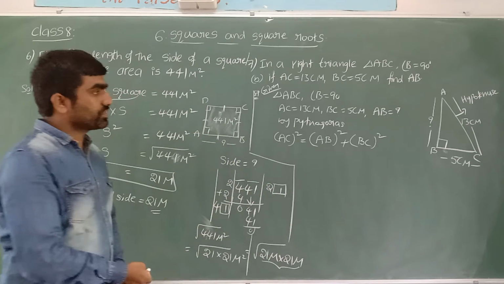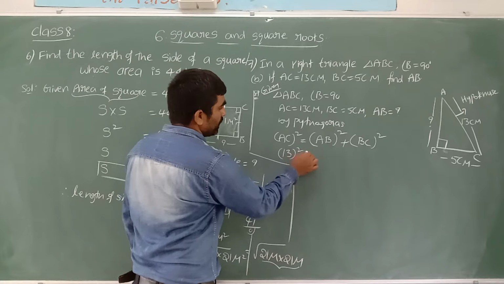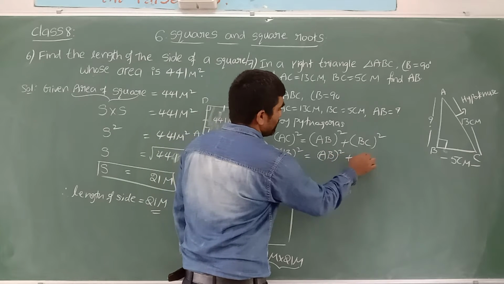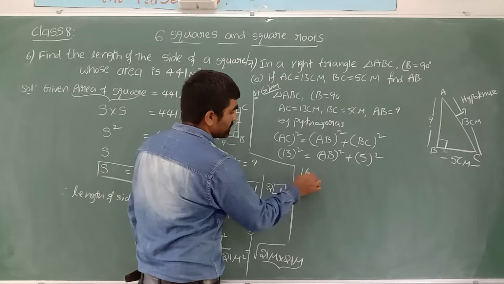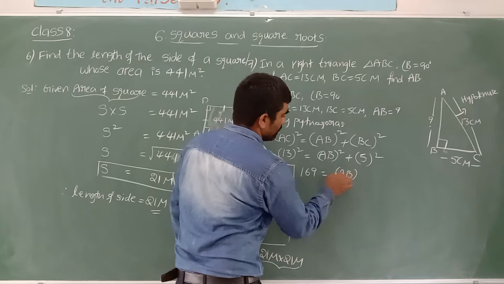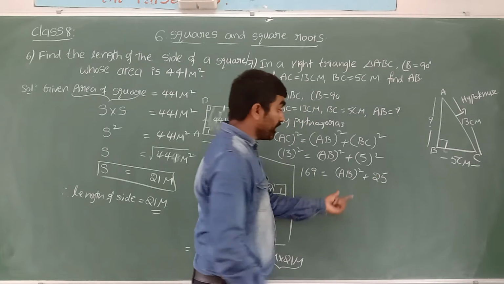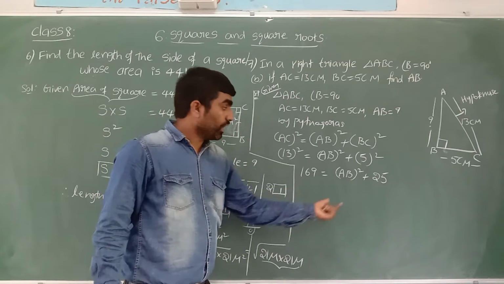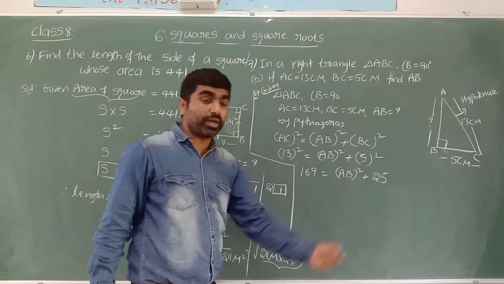Now substitute the values. AC we know 13. AB we don't know, we have to find AB only. AB square plus BC 5 centimeters whole square. 13 square, 13 is 169, perfect square, it is AB square plus 5 square, 5 into 5, 25. Transpose 25 to LHS so that we can see AB alone.